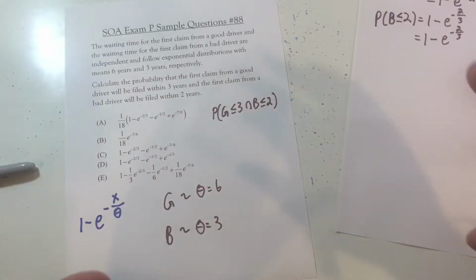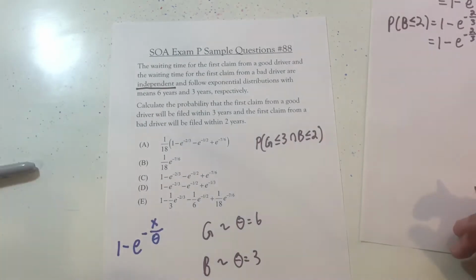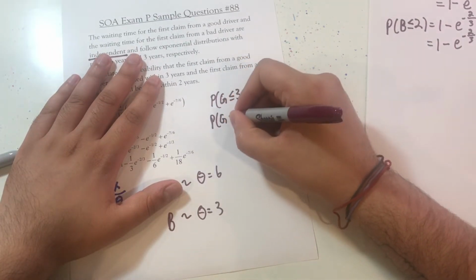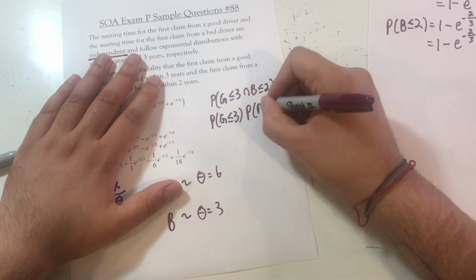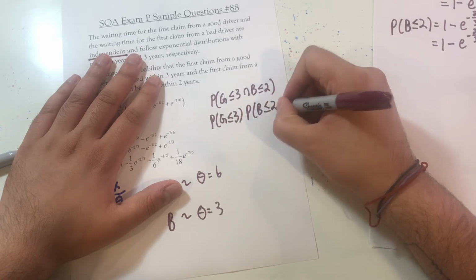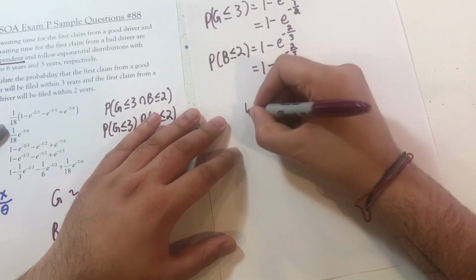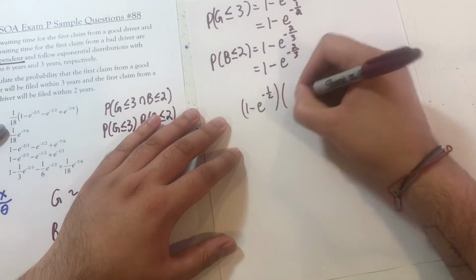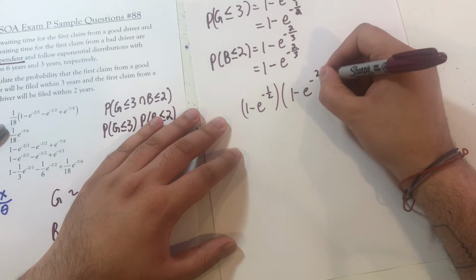Great. Now we're looking for this probability. Here's the key. We're told these things are independent. So I can rewrite this as the probability of G being less than or equal to 3 multiplied by the probability of B being less than or equal to 2. Great. Now all I have to do is just multiply these. 1 minus e raised to the negative 1 over 2 times 1 minus e raised to the negative 2 over 3.